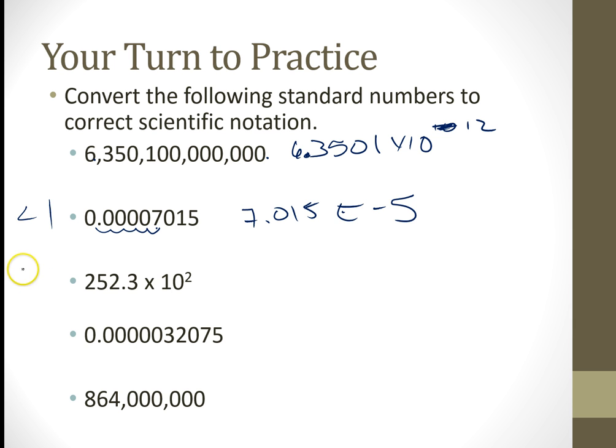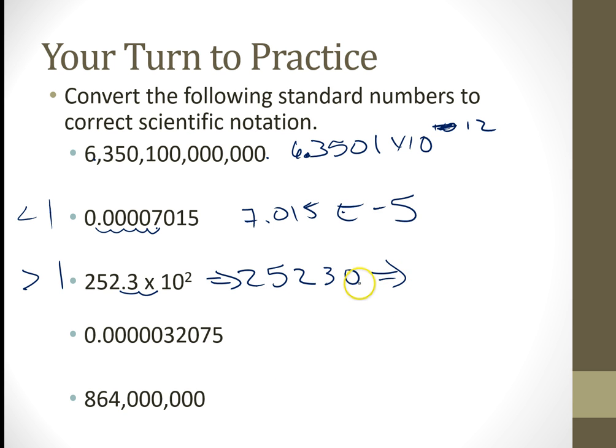Okay, this one's a little trickier. This is greater than 1 because of that 2. So basically I'm taking this and I'm moving that decimal point 2 times. So 2, 5, 2, 3, 0. But that's not correct scientific notation. So I think it's easier to turn it into a normal number first and then turn it into correct scientific notation.